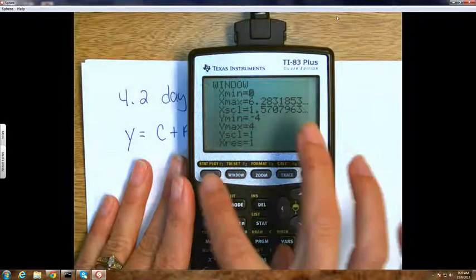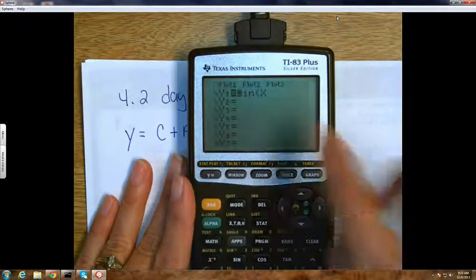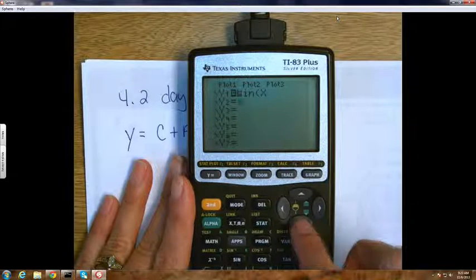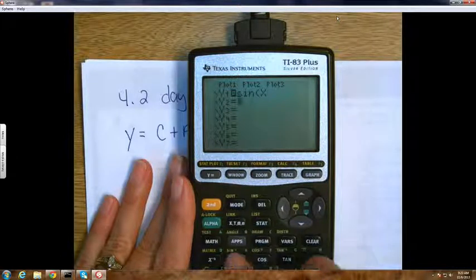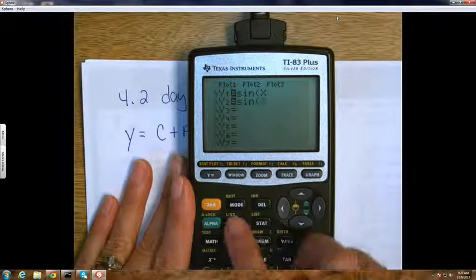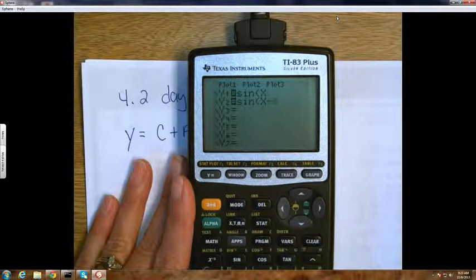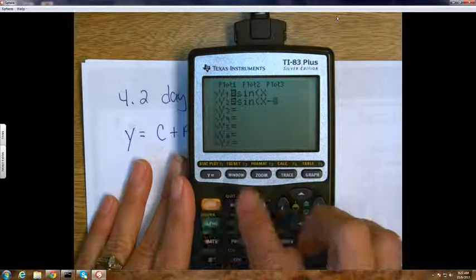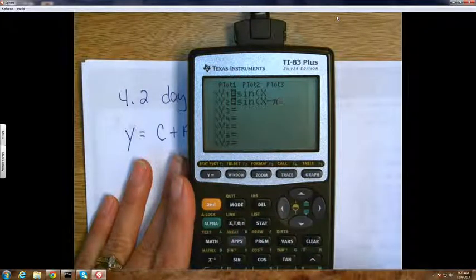So go back to y equals sine x. And now I want to go sine x minus pi over 3. Well, you don't have to put the last one in. If you don't put the last one in, it automatically puts it in there.